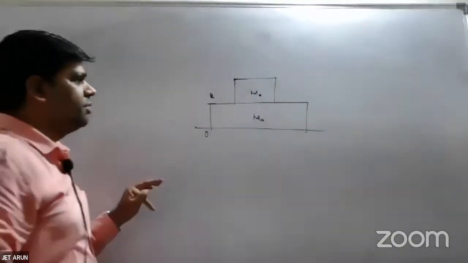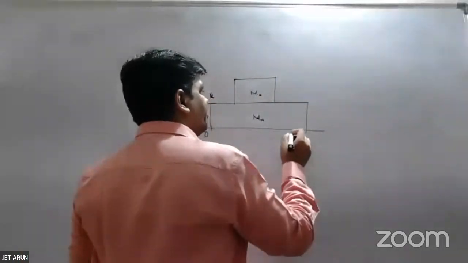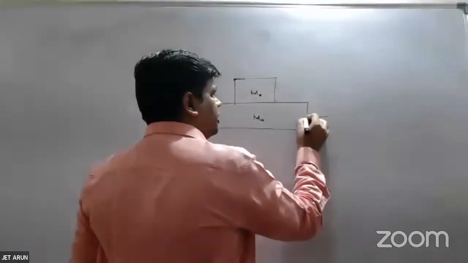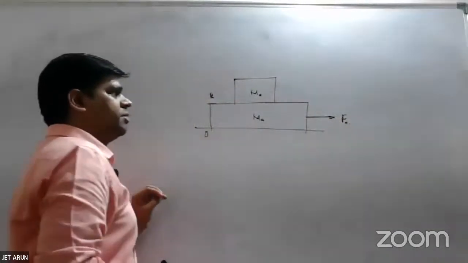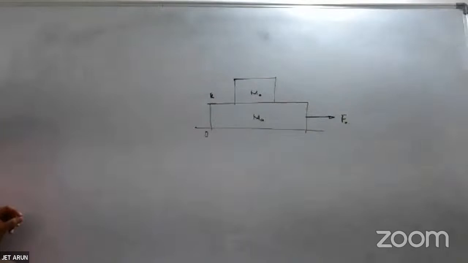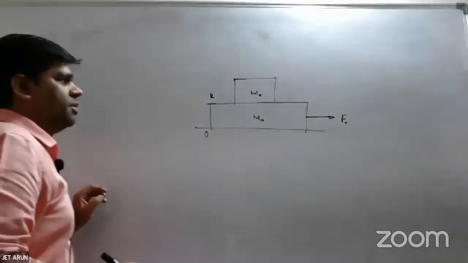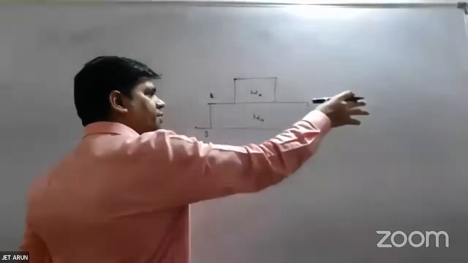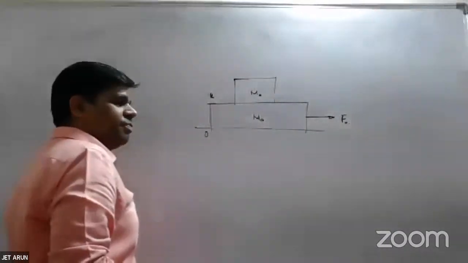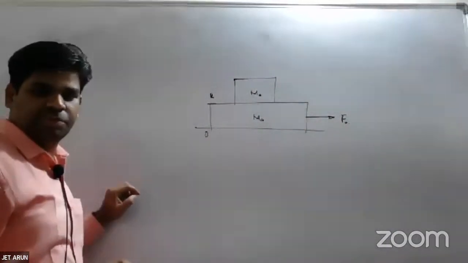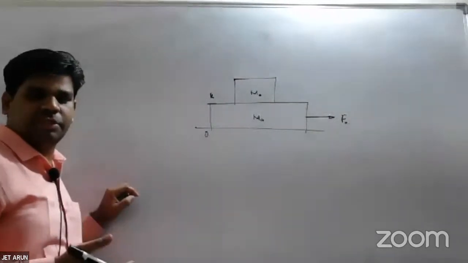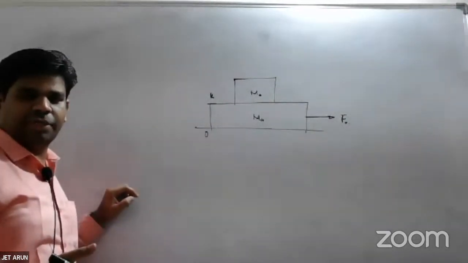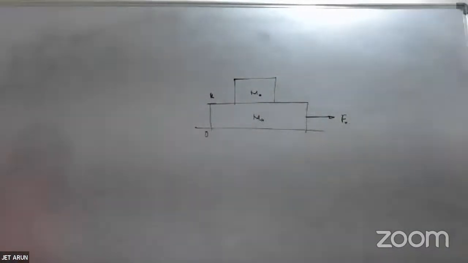All right. Now what I do, I apply some force on this lower block towards right. All right. Then what happens is these blocks may move together or may separate. Okay. That's the crux of the problem. That's what we have to decide. On what condition will they separate? On what condition will they not separate? All right. If they don't separate, they move together. That's what it means.